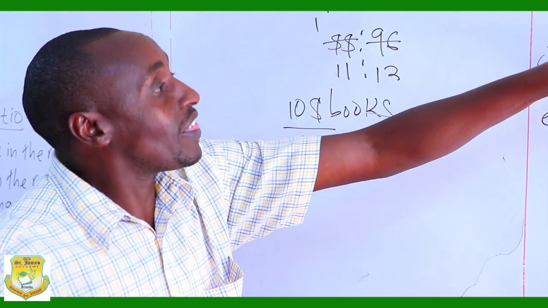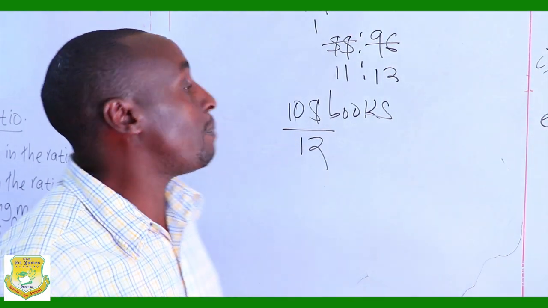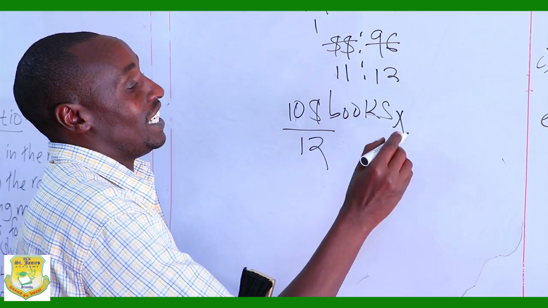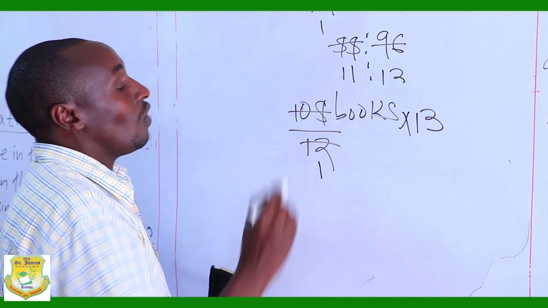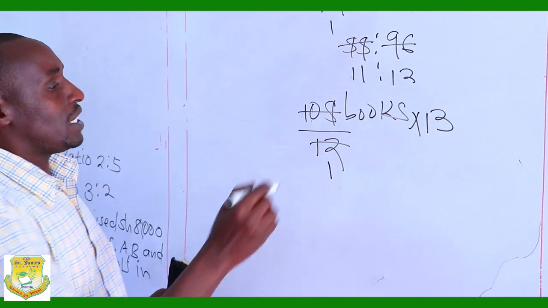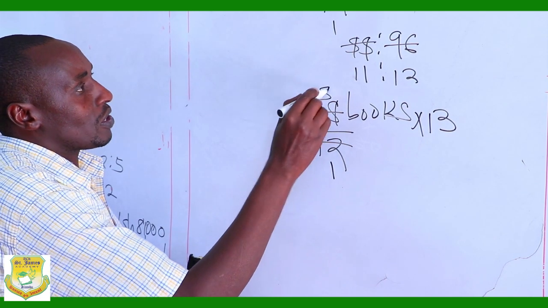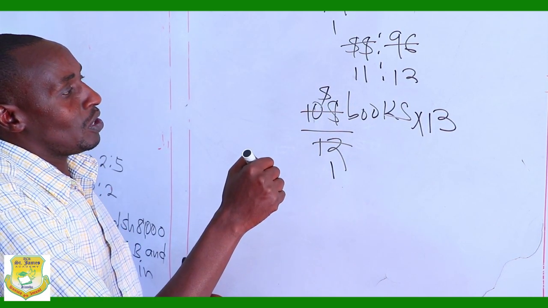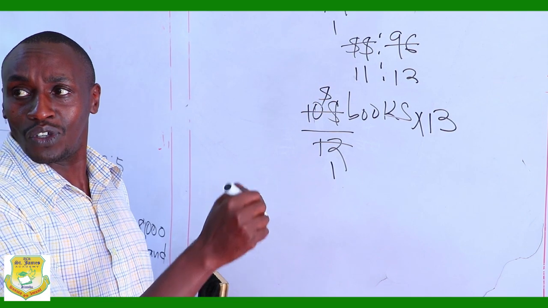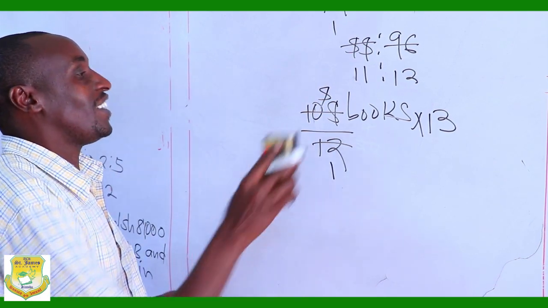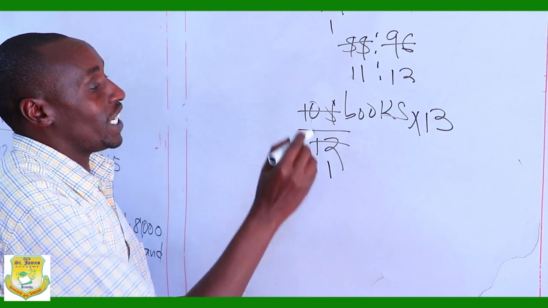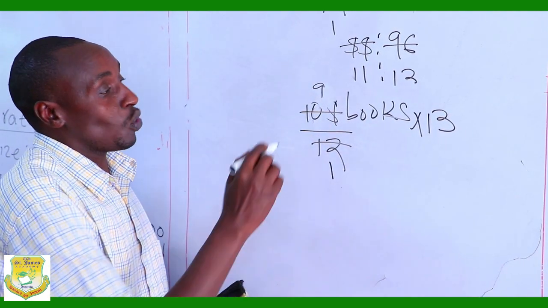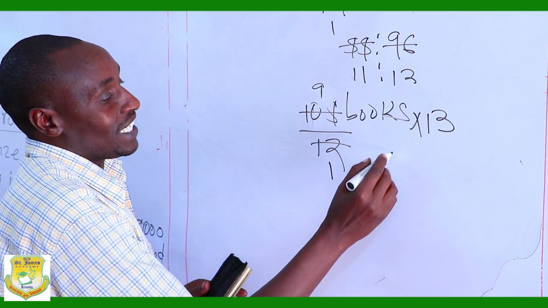The answer that I'm going to get must be bigger than 108. I multiply by 13. By 12, 1. By 12, I get 9. Sorry. So the answer that I'm going to get is 9. So from there, I take 9 times 13.